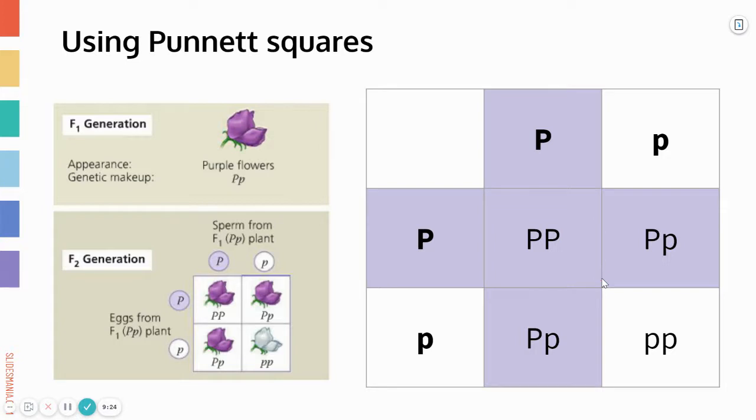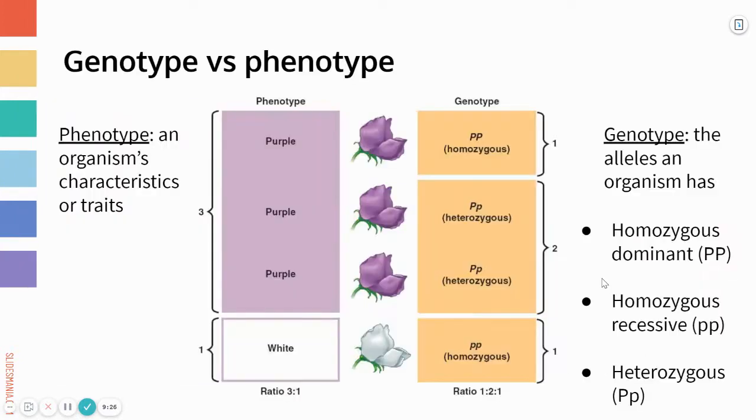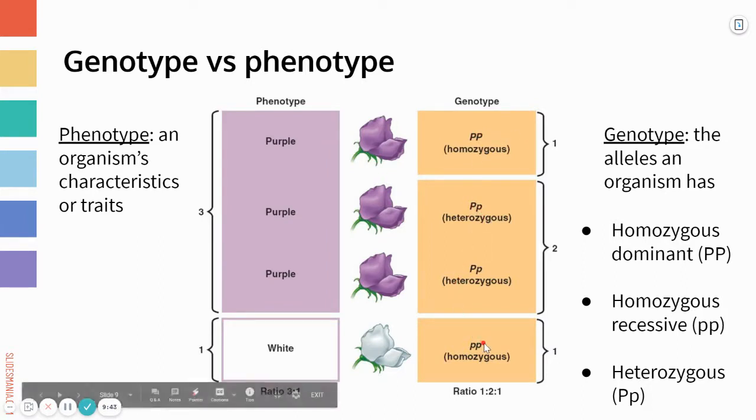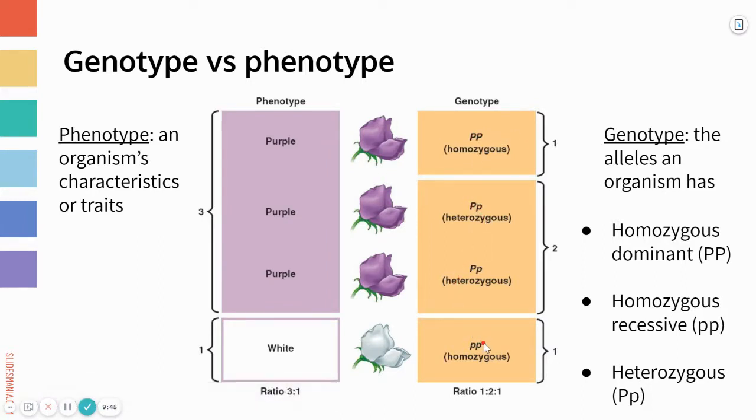The 2 words to talk about those things are genotype and phenotype. So I'm going to start by talking about genotype. Genotype just refers to the alleles that an organism has. So we could be talking about big P, big P, big P, little p, little p, little p. All of those are referring to what alleles the organism has.